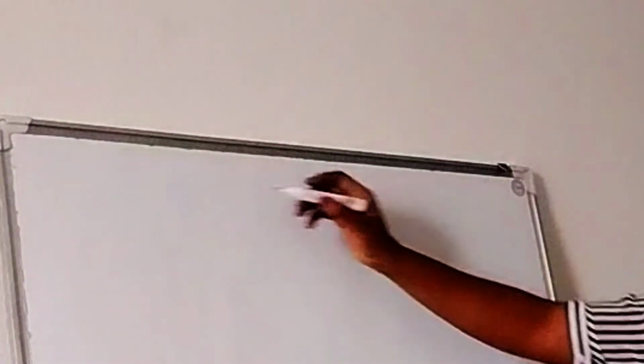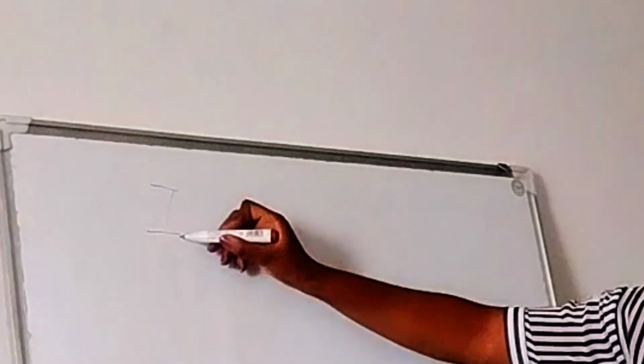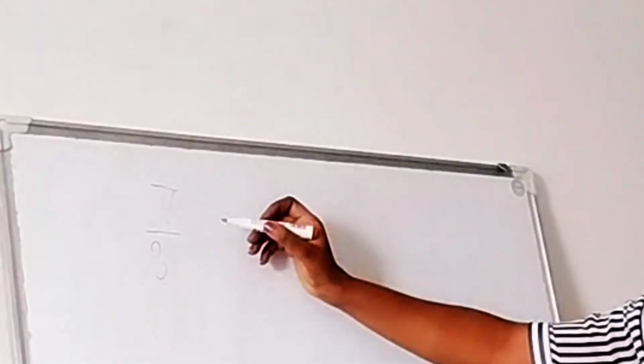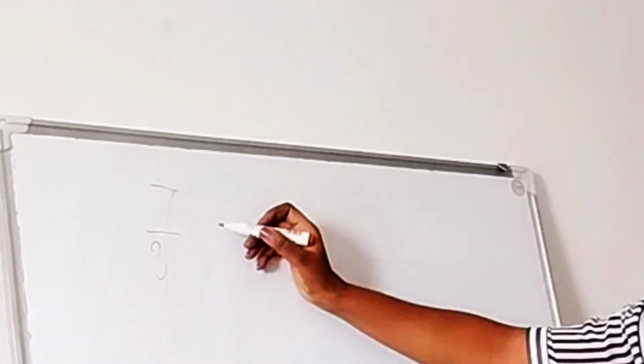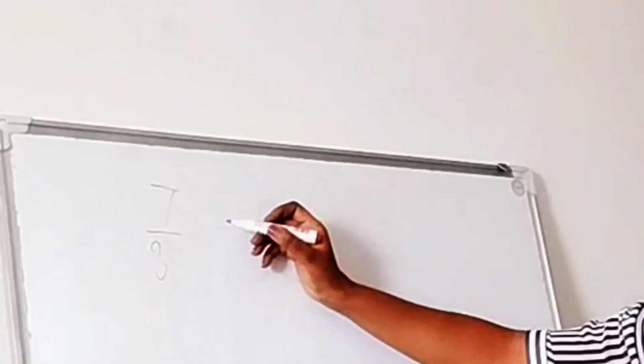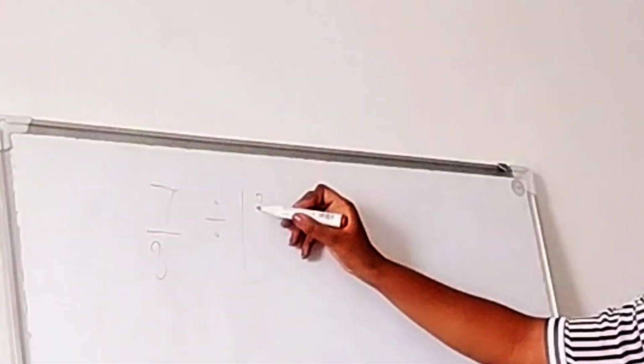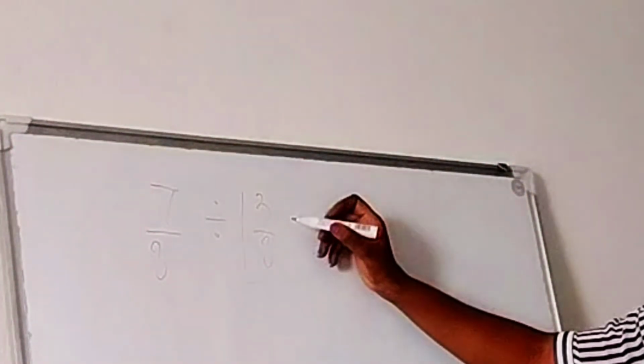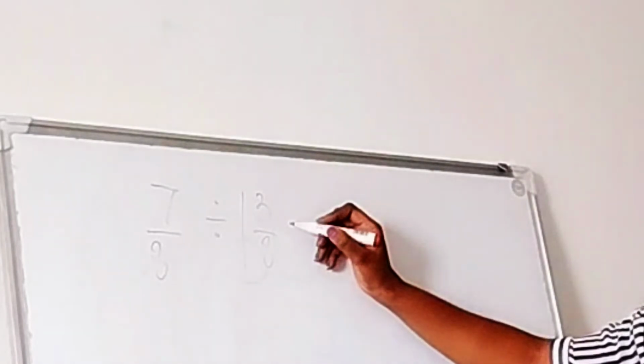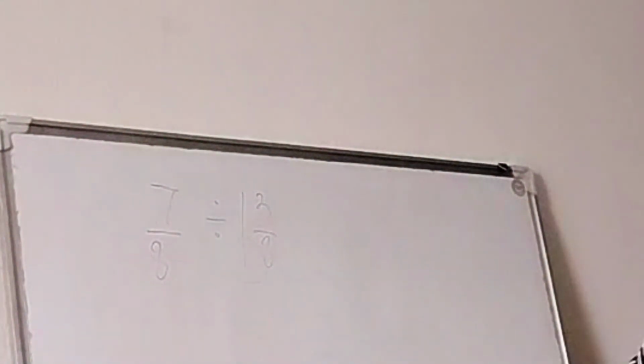Simplify 7 over 8 divided by 1 whole number 3 over 8. So the number is 7 over 8, divided by 1 whole number 3 over 8. This kind of question is very simple. They said simplify this number, okay?